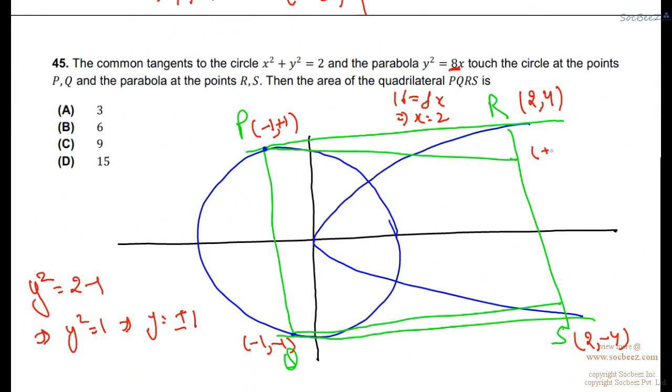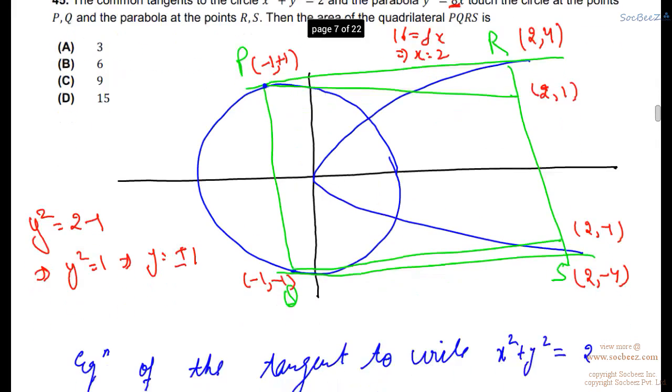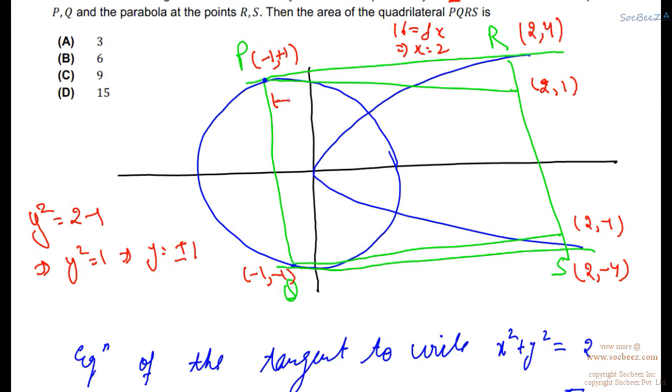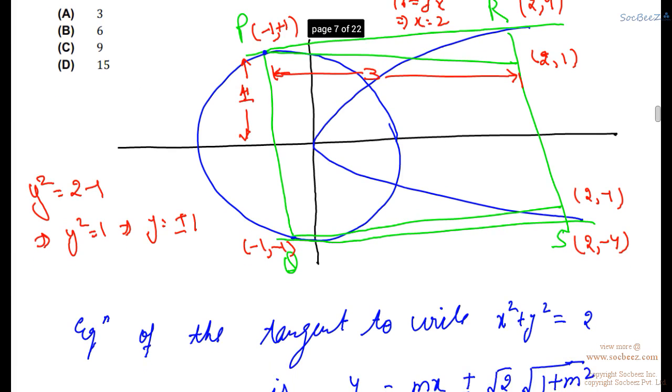Since this is minus 1 and plus 1, the y coordinate should be plus 1, and the x coordinate is 2, so this is (2, 1), and similarly this is (2, minus 1). So this side is very clearly 3 units, which is 2 plus 1, 2 minus minus 1, which equals 3, and this is equal to 2 units. And here this is 1 unit actually.